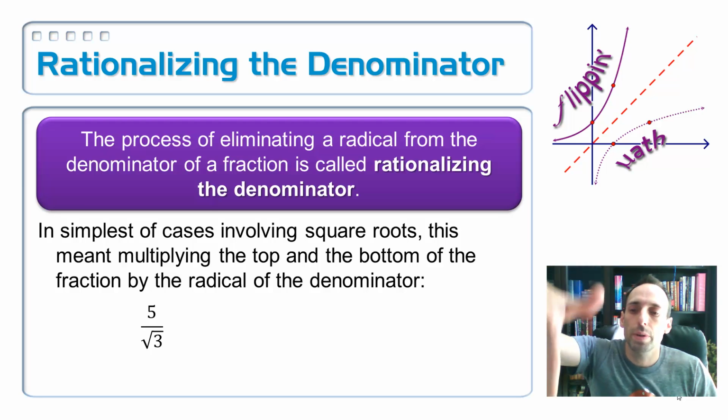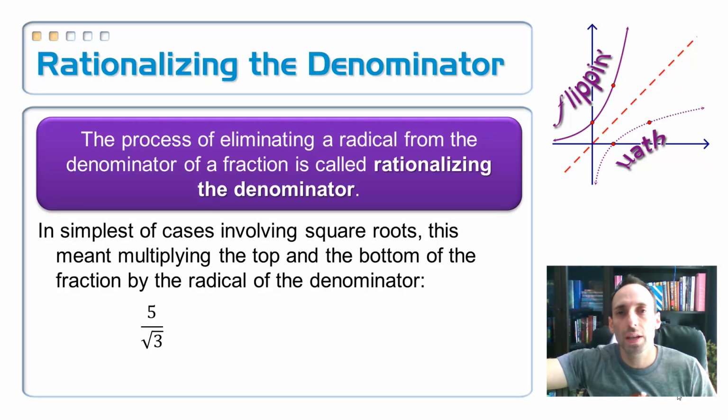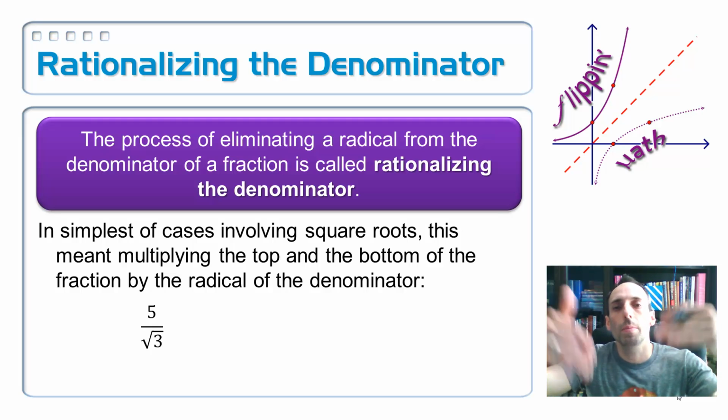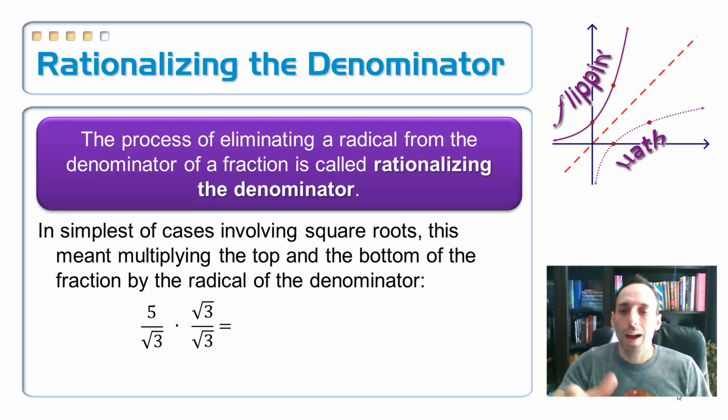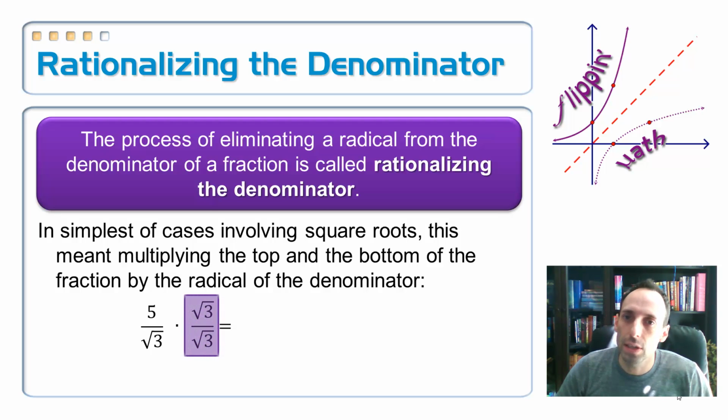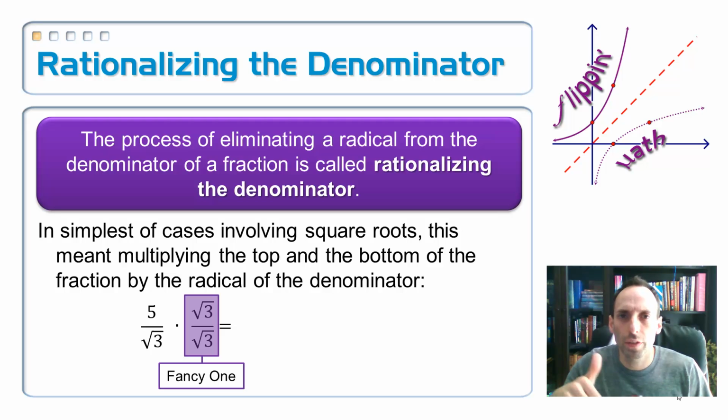So look down at the bottom. It's a very simple case. And the simplest case is I just have something like the square root of 3 in the bottom. Just multiply the top and the bottom by the square root of 3, and then poof, it disappears. Watch. So I get to multiply the top and the bottom by the square root of 3 over the square root of 3 because that's just a fancy 1, right? Square root of 3 divided by square root of 3 is just 1. Fancy way of writing it.